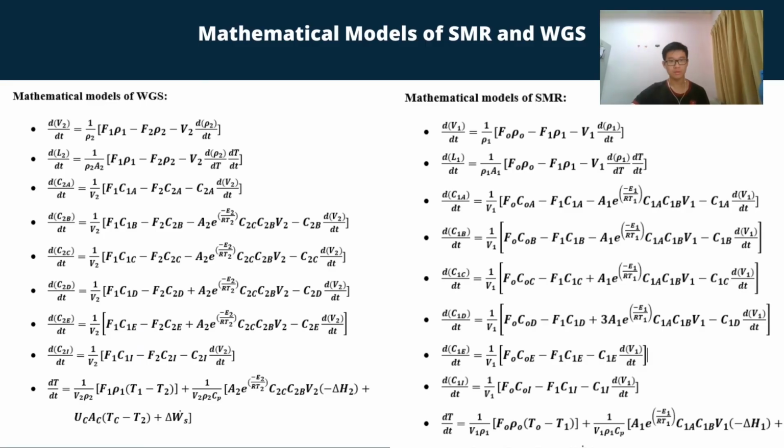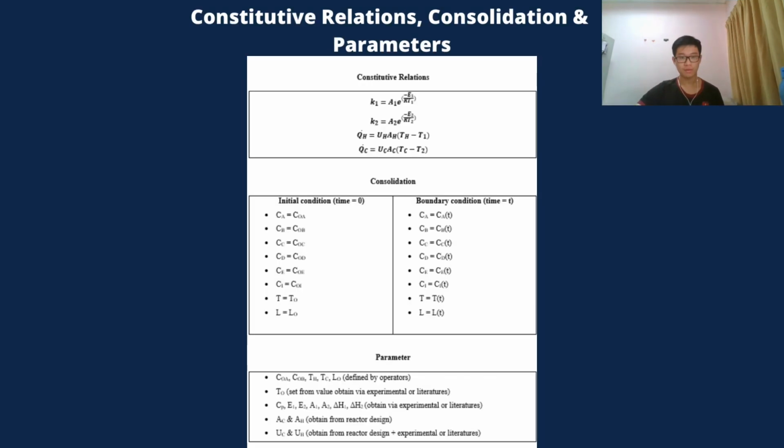Overall, these are the mathematical models developed for the SMR reactor and water gas shift reactor. The first row is the volume profile, the second row is the height profile, third row to eighth row is the concentration profile for each component, and the last row is the temperature profile for the system. Next, these are the constitutive relations, correlations, and parameters for our design process.